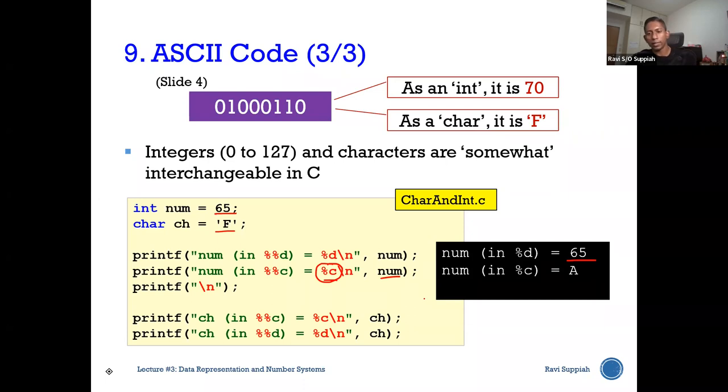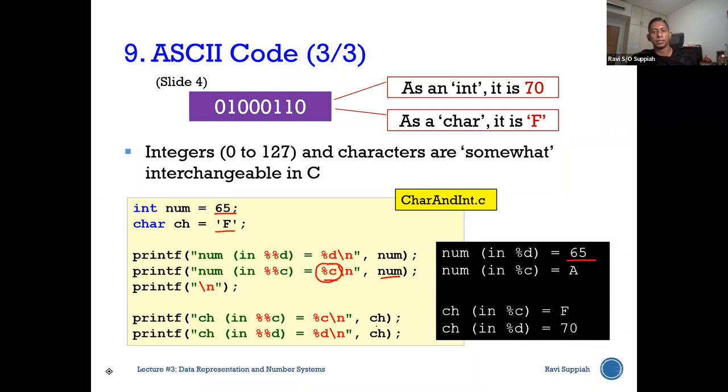Now if you look at the next printout over here, what you have is CH, which is uppercase F, printed out using format specifier percentage C. It interprets it as F, uppercase F. But at the same time, it can also be printed out using percentage D, so you interpret the same ones and zeros as an actual value, a decimal value or an integer value. So uppercase F, if you come back here, is this value. And this value here, if you key in your calculator, you get it as value 70.